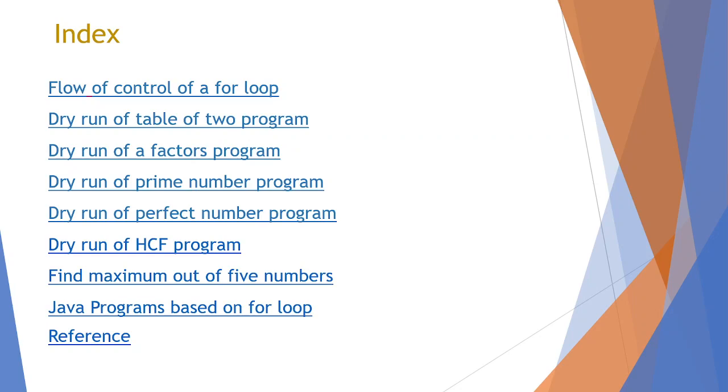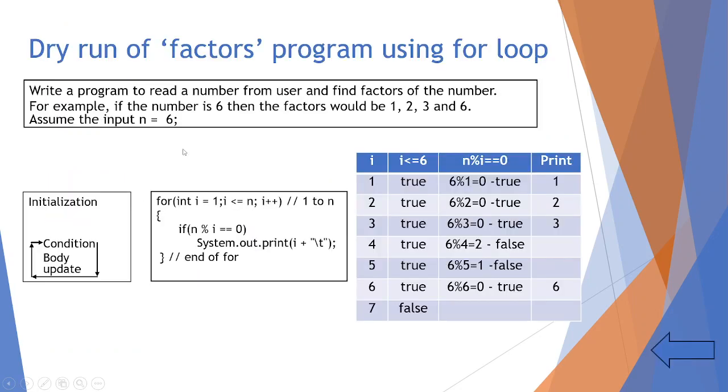Let's understand factors of a given number. Write a program to read a number from the user and find the factors of the number. What are factors? Those which divide the number evenly, meaning the remainder is 0. Let's suppose there is a number 6, and the factors of 6 would be 1, 2, 3 and 6, because 6 is divisible by 1, 2 and 3, and also divisible by 6.